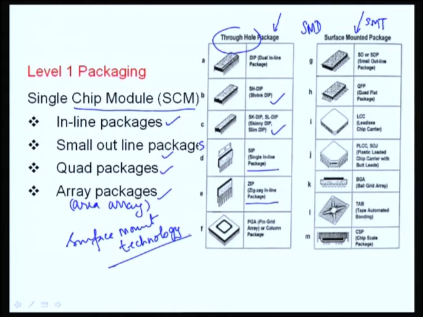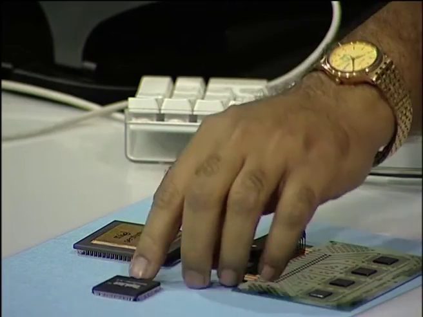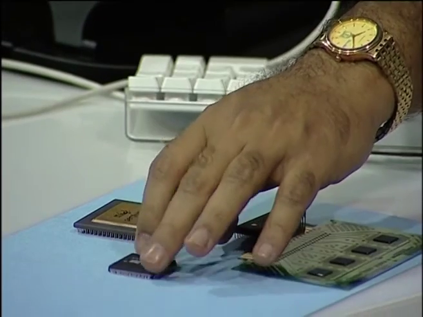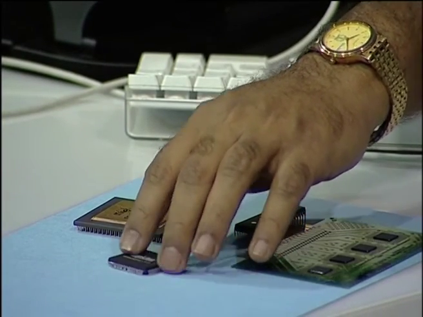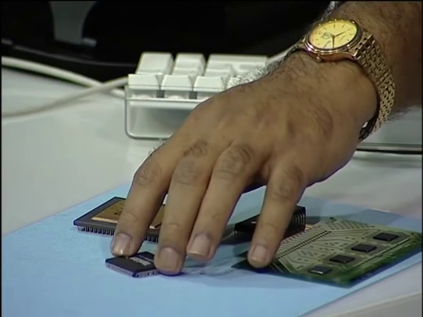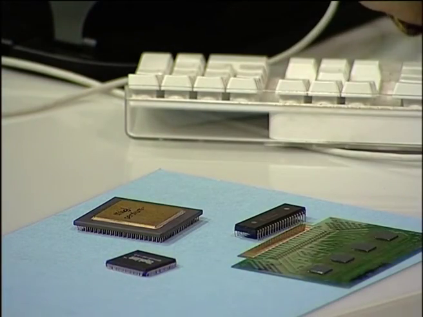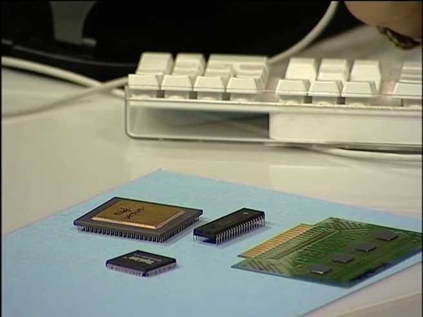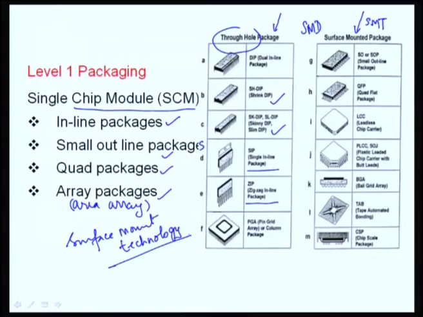Then we have the QFP, quad flat pack or package. What I am seeing here is a quad flat pack, because as you see, if I rotate this, on all the four sides you have the pins. The periphery of the package on all the four sides contains the pins. That is why it is called a quad, whereas this is a dual. So, quad flat pack or package. There are various types of quad flat packages. We will see as we go along. Okay.